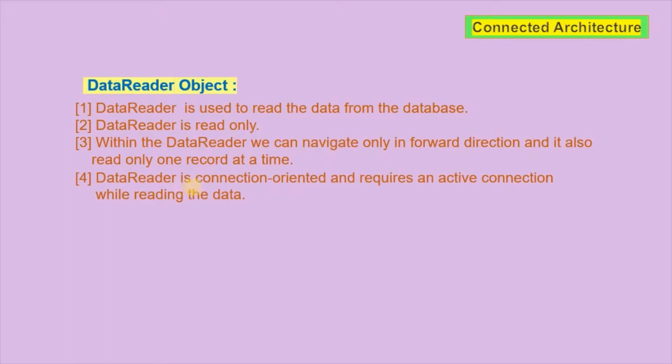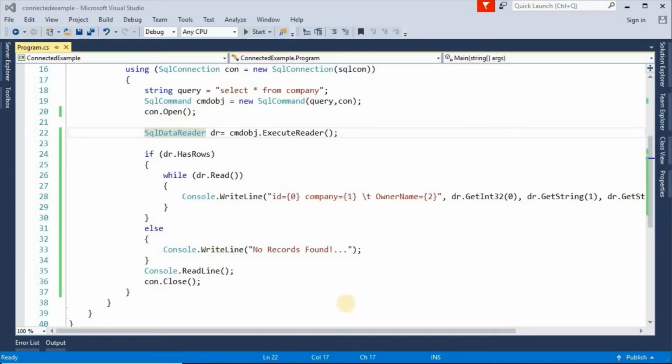DataReader is connection oriented and requires an active connection while reading the data. In connected architecture, the connection always needs to be open. If we perform DML operations like insert, update, delete, at that time the connection must be open.